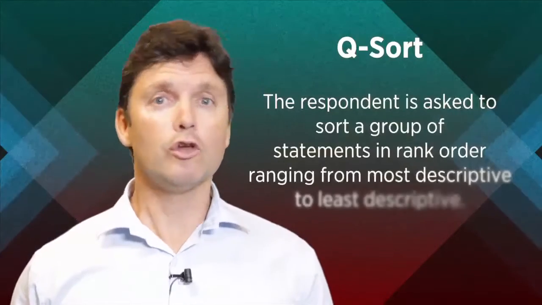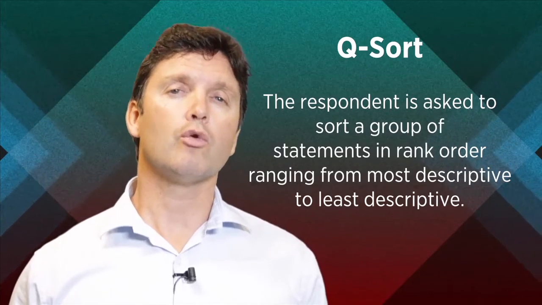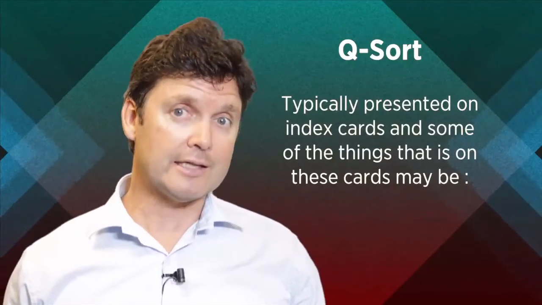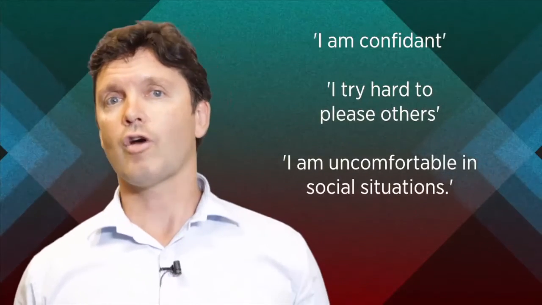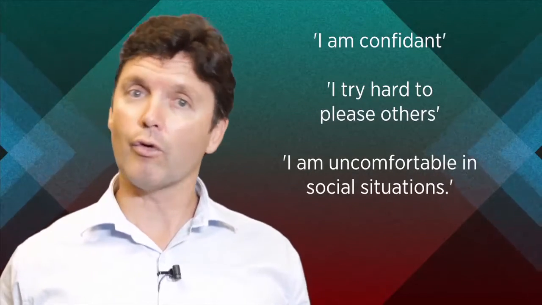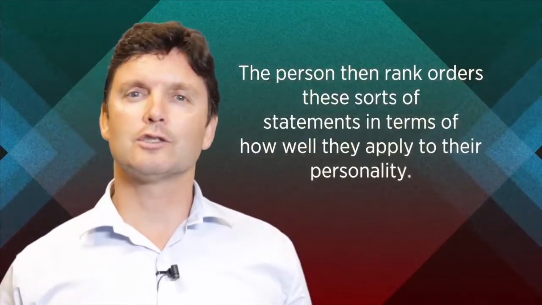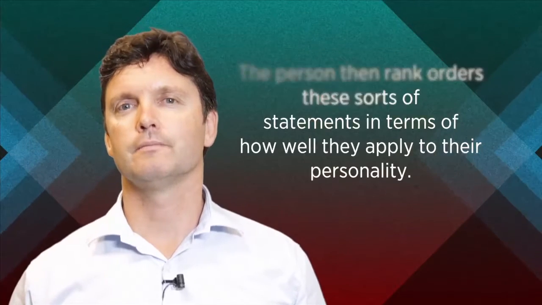Another kind of measure is the Q-sort. The respondent is asked to sort a group of statements in rank order, ranging from most descriptive to least descriptive, typically presented on index cards. Some of the things on these cards may be, "I'm confident," or "I try hard to please others," or "I'm uncomfortable in social situations." The person then rank orders these statements in terms of how well they apply to themselves.